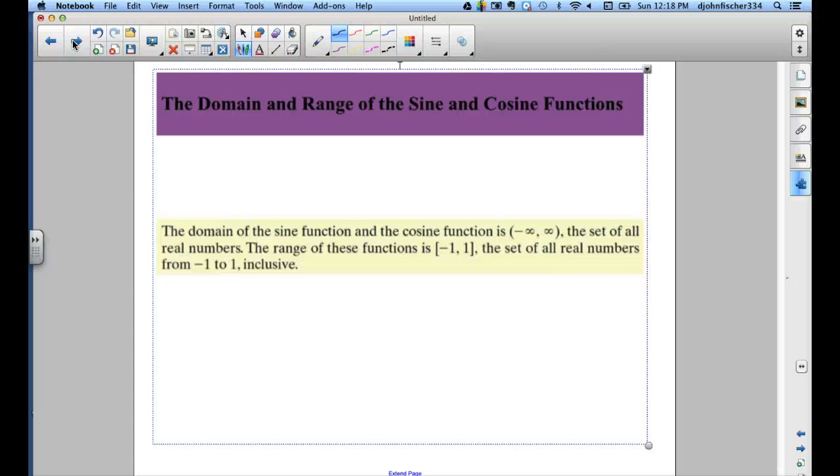Now what does that mean? The brackets mean they include negative 1 and 1. Inclusive means include negative 1 and 1. So that means it can take on any value from negative 1 to 1, back and forth throughout the equation.